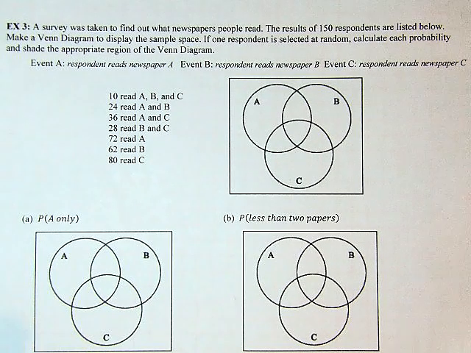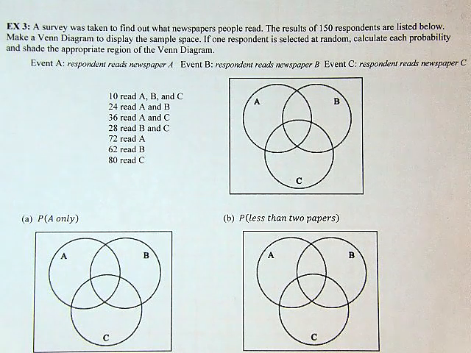All right, so here a survey was taken to find out what newspapers people read. The results of 150 respondents are listed below. Make a Venn diagram to display the sample space, and then again, if we pick one respondent at random, calculate each probability, shade the appropriate part of the Venn diagram. Okay, so we're looking at reading newspapers, A, B, and C. That part is pretty self-explanatory. So here we're given some information and we have to build it.